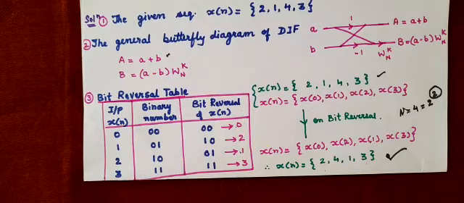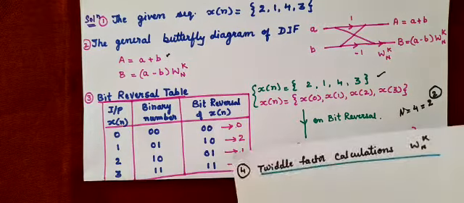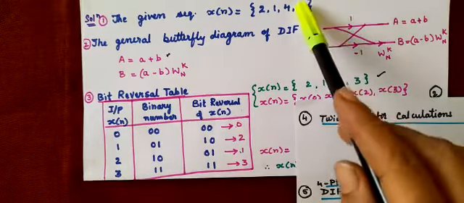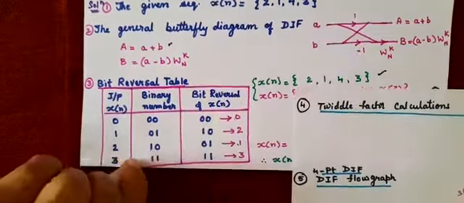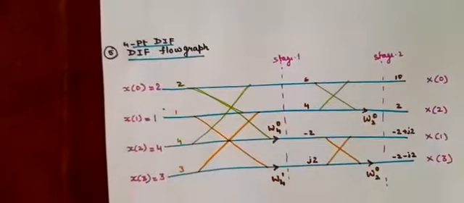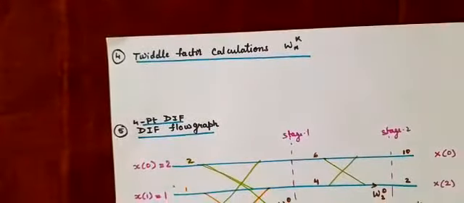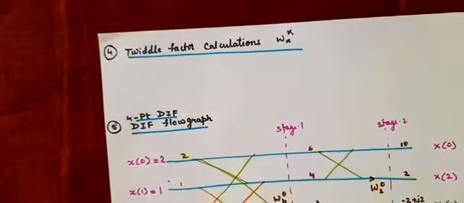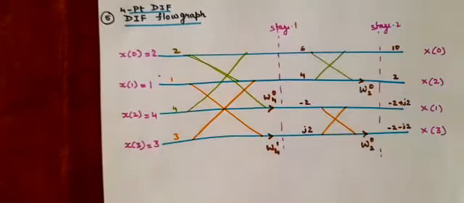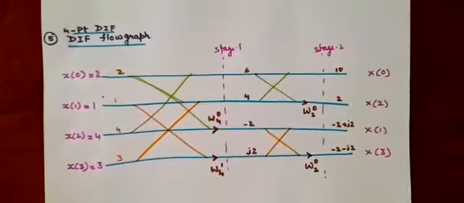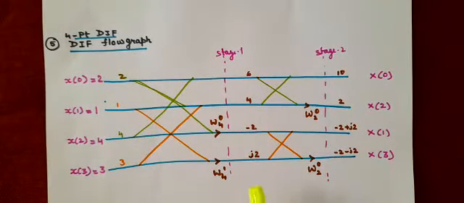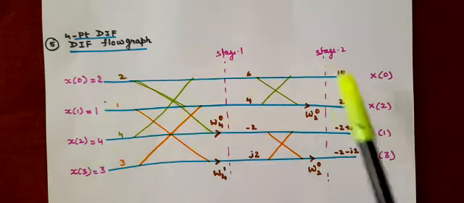Now, in these problems, the first step is to write the given sequence, second the output equations, third the bit reversal table, fourth the twiddle factor calculations. To know what the twiddle factors in the flow graph are, you have to know the 4-point DIF flow graph. So what are the twiddle factors here in this DIF?